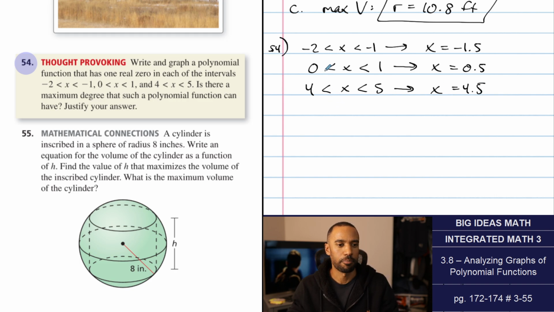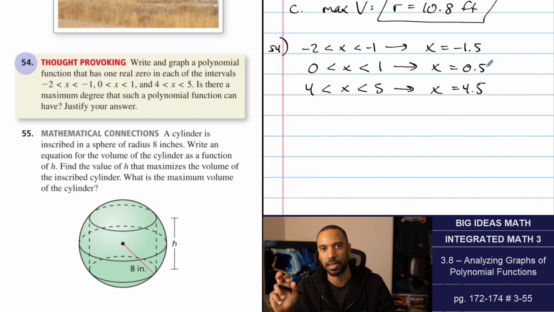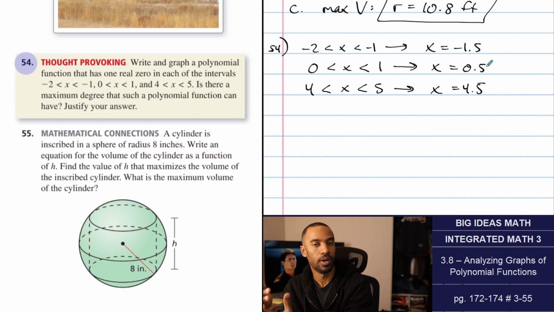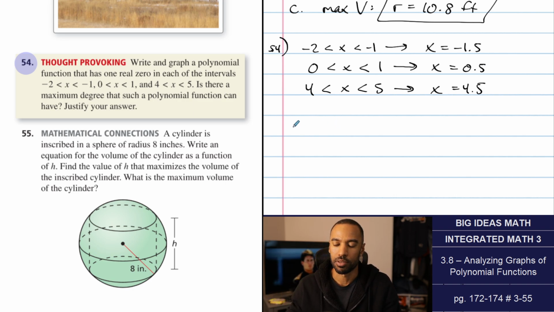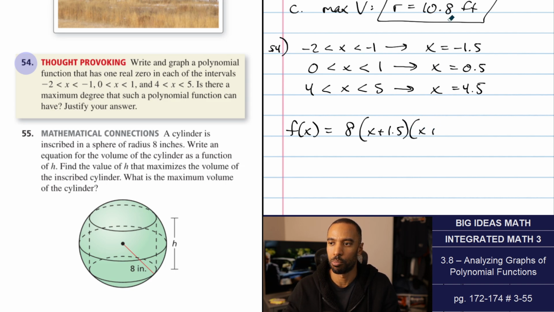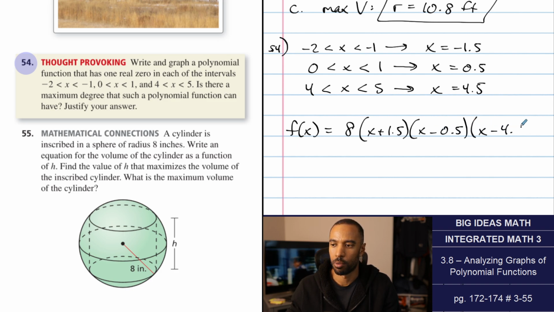They said write and graph a polynomial function that has one real zero in each of these. Now, because all of these are divided by 2, I'd love to also get a vertical stretch of 8. I'd love to impart factors of 2 into these ones and make them integer values, so they'll still have these zeros. So I'm going to put f of x equals 8 times x plus 1.5 times x minus 0.5. This isn't a requirement, but I don't want to deal with decimals, times x minus 4.5.